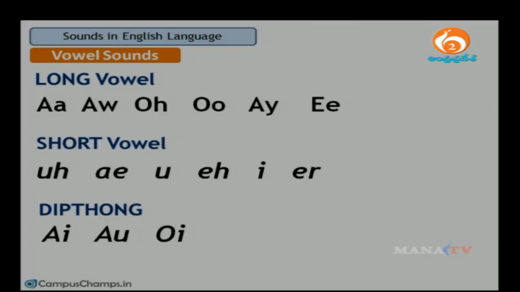Short vowel: a, u, e, e. Diphthong: I, ow, oi. Alright. So these are the vowel sounds.